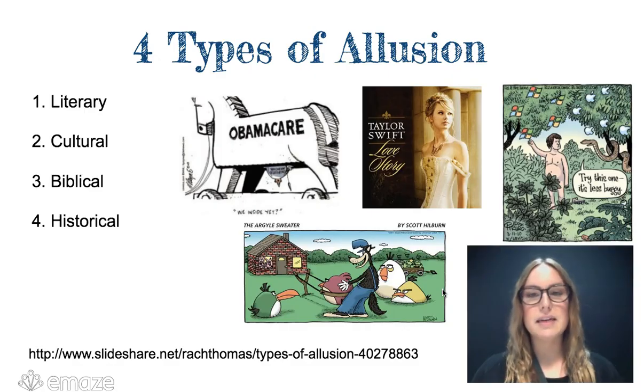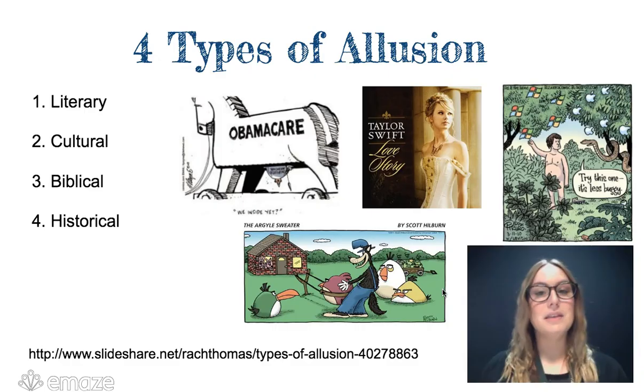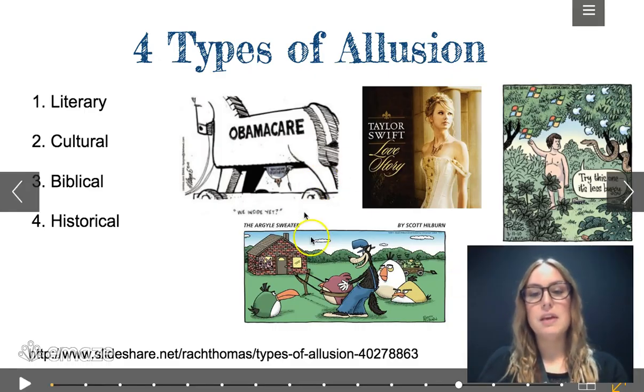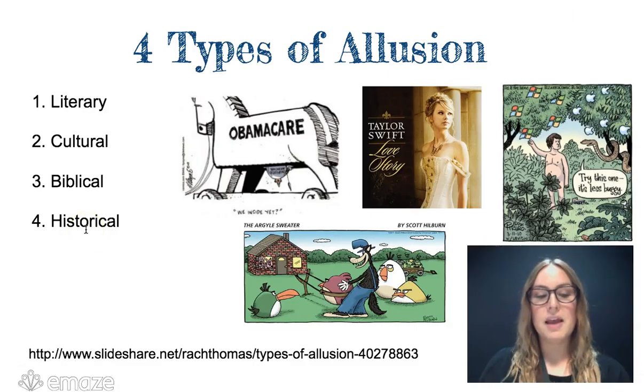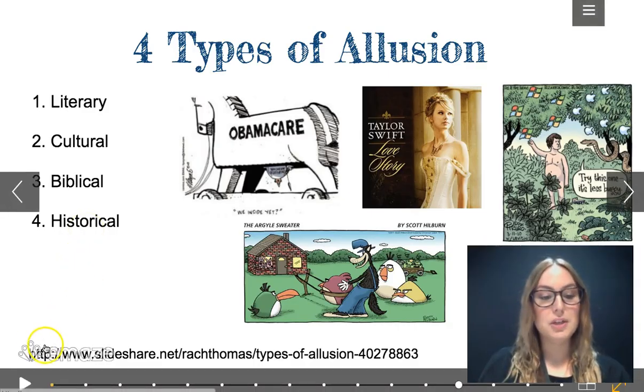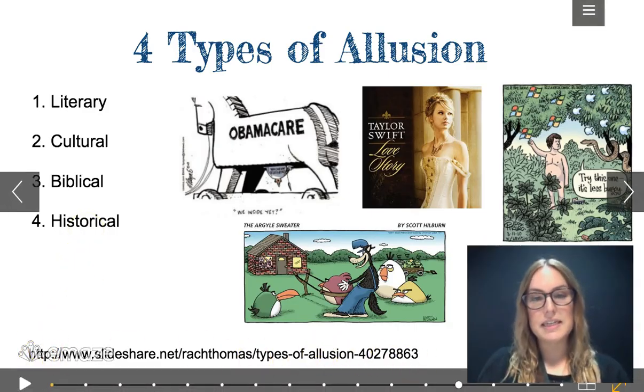Okay, the third one is biblical. So this is where you refer to stories or characters again from the Bible. So obviously it has a religious element. And the fourth is where you allude to events or characters or people, things that have happened in the past, so in history. Now what I've done here, I've got 4 images. I'd like you to correctly match each of these to the 4 different types of allusion. And if you'd like to read a little bit more about allusion, just head to this SlideShare link down the bottom.